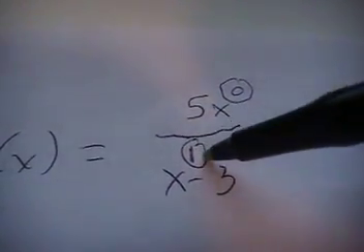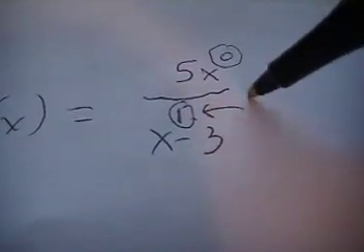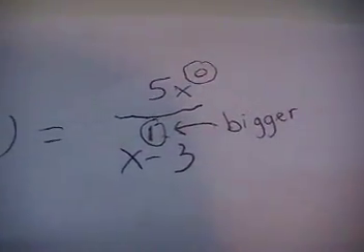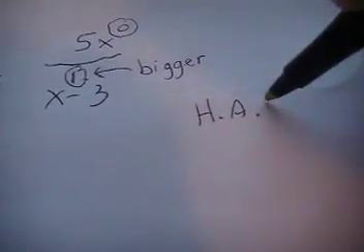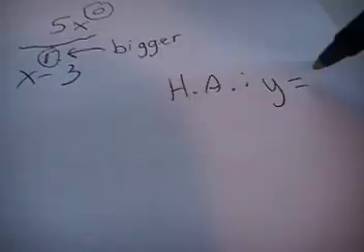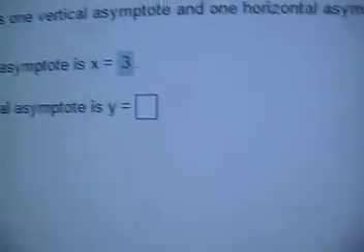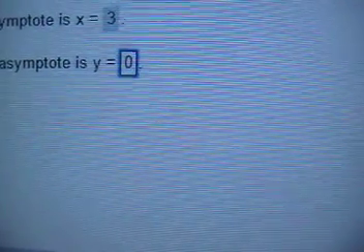When the bottom degree is bigger, 1 is bigger than 0, you automatically get a horizontal asymptote of y equals 0. In other words, the x-axis. y equals 0 is a horizontal asymptote anytime the bottom's bigger.